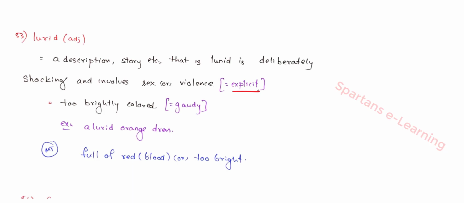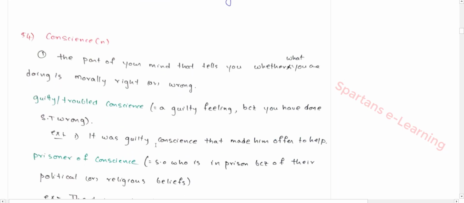That is lurid: deliberately shocking and involving sex or violence. Another meaning of lurid is too brightly colored, which is gaudy. That is called lurid. Our next word is conscience. Conscience has several meanings. Let us go through all those meanings.